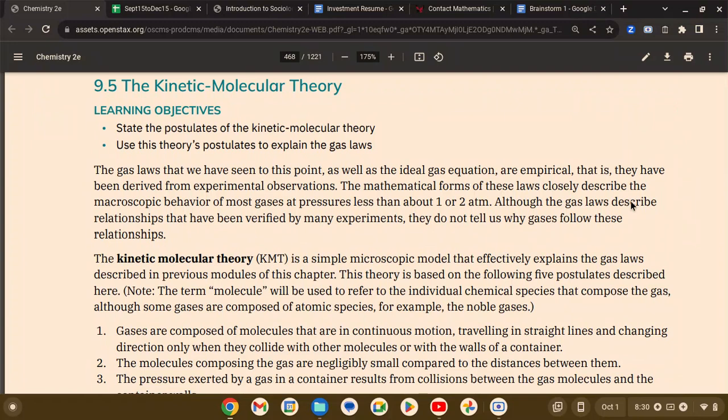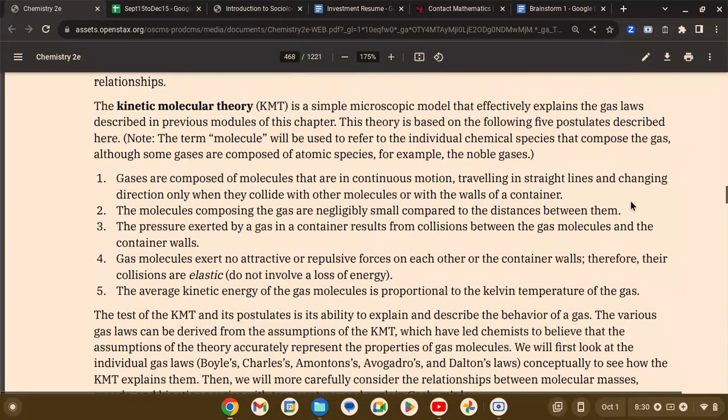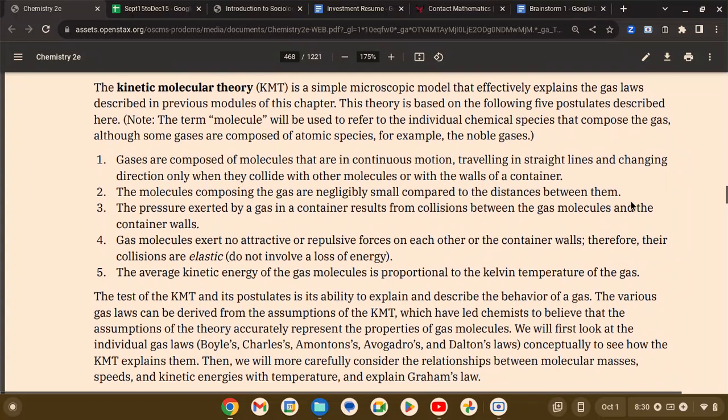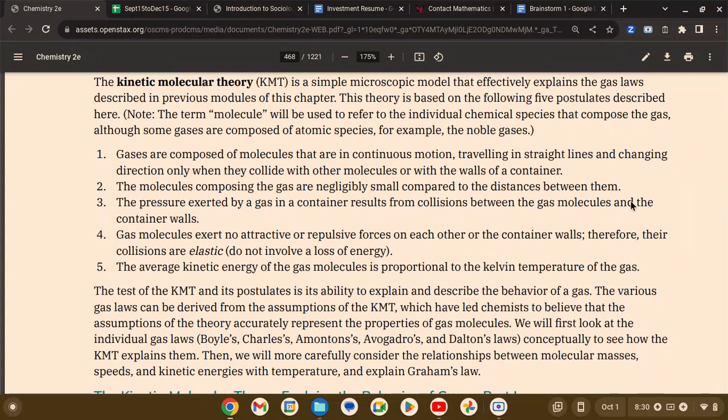Although the gas laws describe relationships that have been verified by many experiments, they do not tell us why gases follow these relationships. The kinetic molecular theory is a simple microscopic model that effectively explains the gas laws described in previous modules of this chapter. This theory is based on the following 5 postulates described here. Note the term molecule will be used to refer to the individual chemical species that compose the gas, although some gases are composed of atomic species, for example, the noble gases.